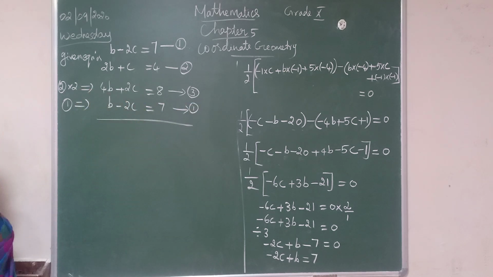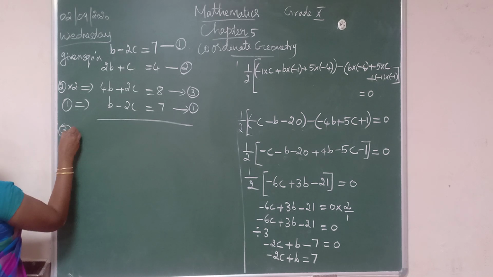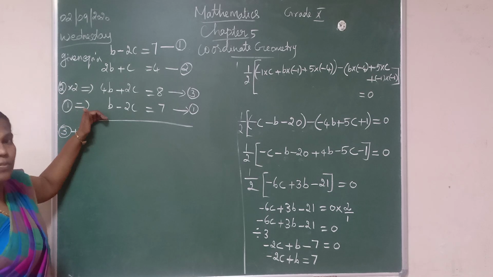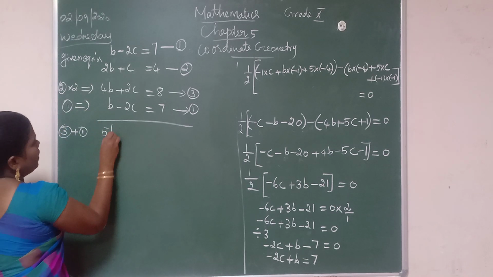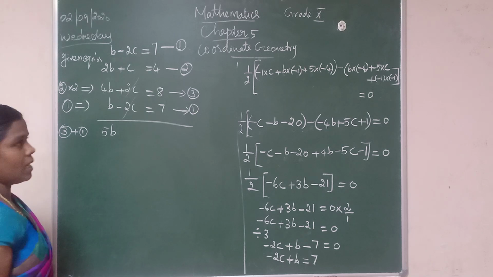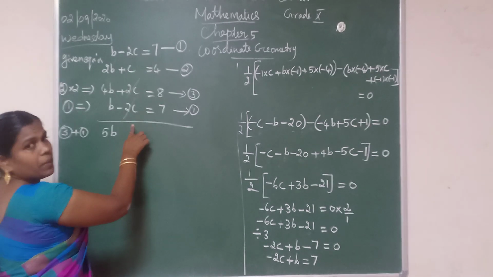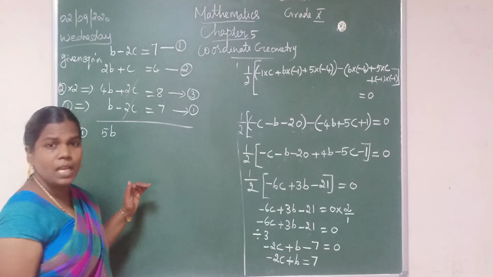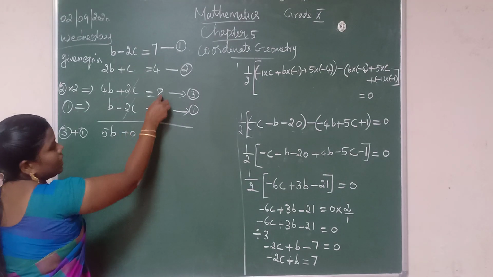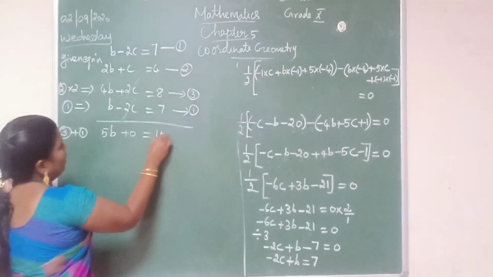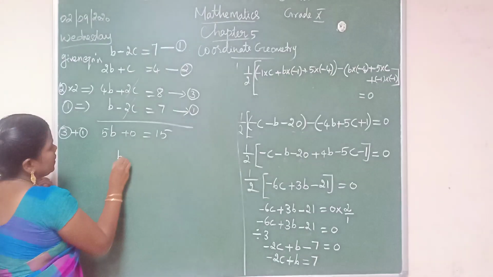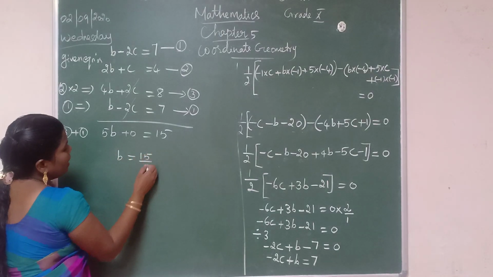Add 1 and 3. Equation 3 plus 1. What we get now? 4b plus b, 5b. Plus 2c minus 2c can be cancelled. What is the value of plus 2c minus 2c? 0. So plus 0 equal to, what is 8 plus 7? 15. So 5b is equal to 15. We need the b value, so b is equal to 15 divided by 5.